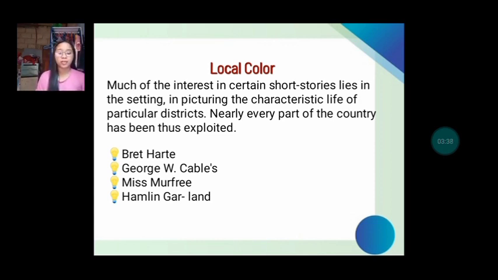Bret Harte, for example, focused on treating life in California. George W. Cable's focus is the characters and manners here. You get to know their customs and their ways. And next is Miss Murfree. Miss Murfree's stories are interested in the life of a belated and almost forgotten people.